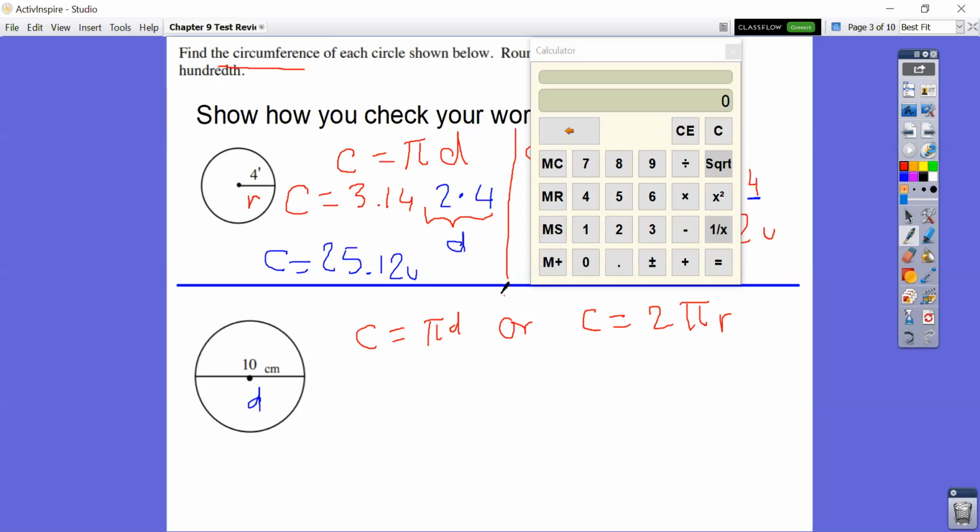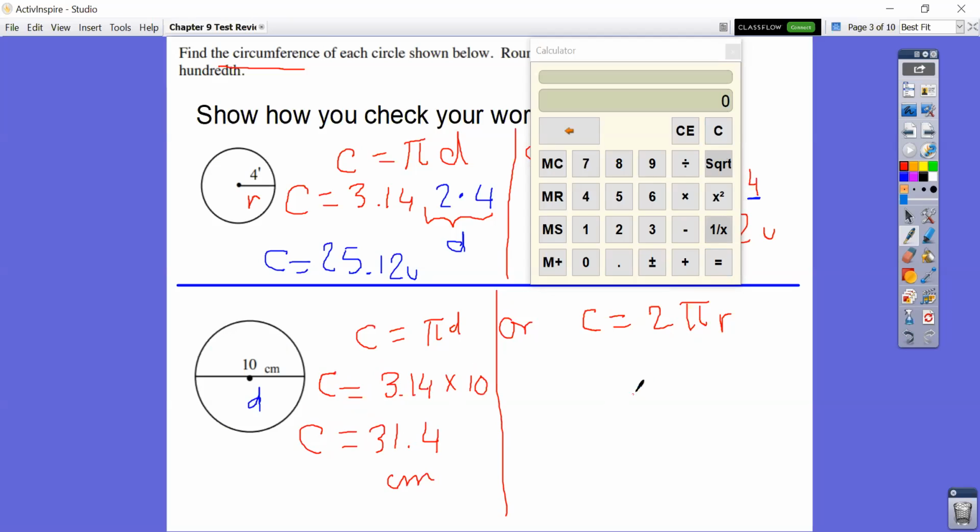So this one, let's see. C, circumference. Pi is 3.14. Diameter is 10. So multiply it by 10. So circumference for this circle is going to be 31.4 centimeters.